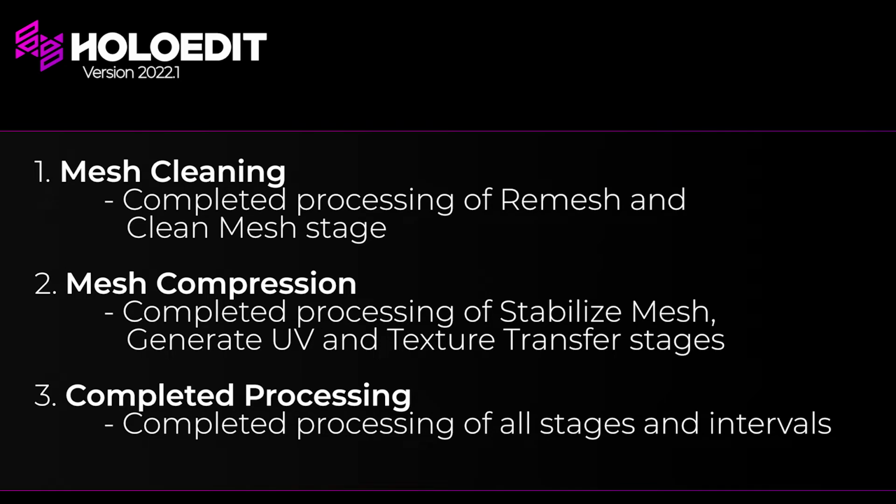The first one being Mesh Cleaning, containing the completed processing for the test frame range of the Remesh and Clean Mesh stage. The second, Mesh Compression, containing the completed processing for the test frame range of Stabilize Mesh, Generate UV, and Texture Transfer. The third, Completed Processing, containing the completed processing for all stages and intervals. These compositions can be referenced to reduce the amount of processing time needed while following along with this tutorial.